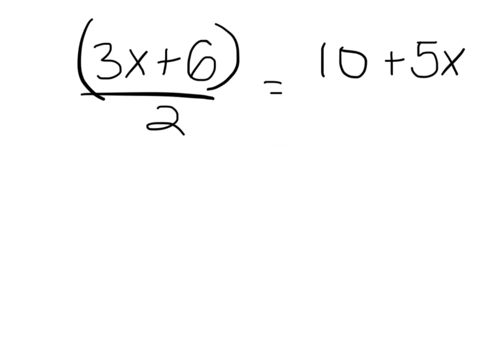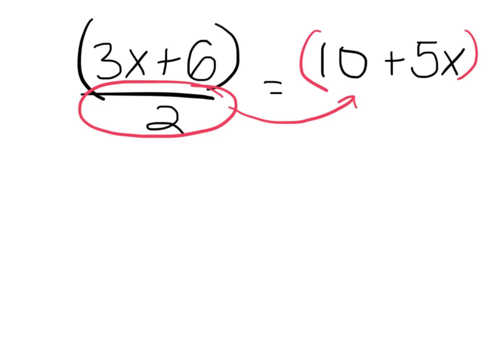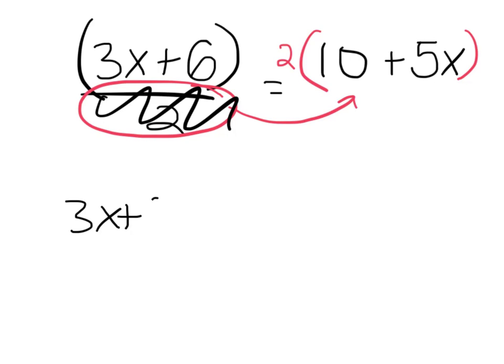Alright, now I'm going to get rid of that divide by 2 and move that to the other side. Since it's dividing everything on the left by 2, then it's going to multiply everything on the right by 2. On the left I've got 3x plus 6 equals 20 plus 10x.